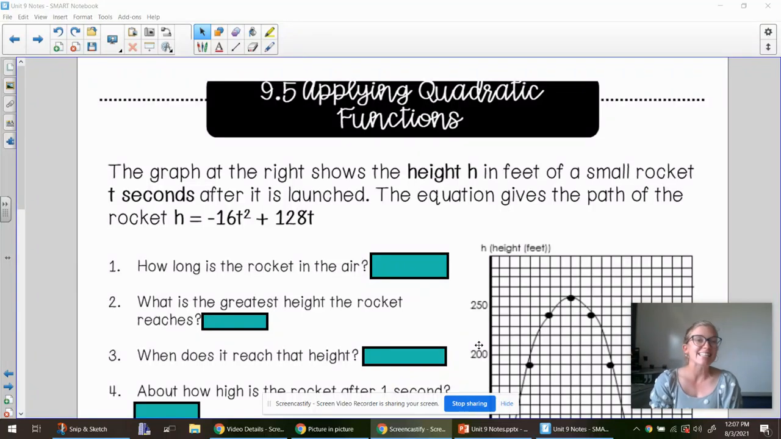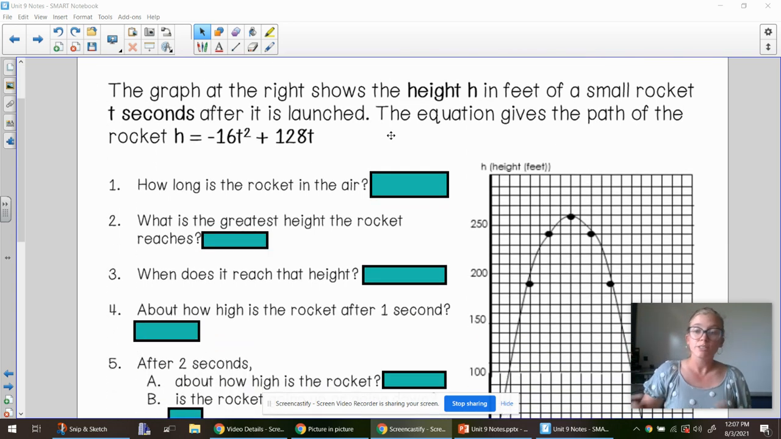Everybody, I'm Miss Cooksey, and today we're going to be taking the things we learned about in the last couple lessons and combining them in this application lesson. We're going to be applying quadratic functions. Quadratic functions are useful whenever you have projectile motion.